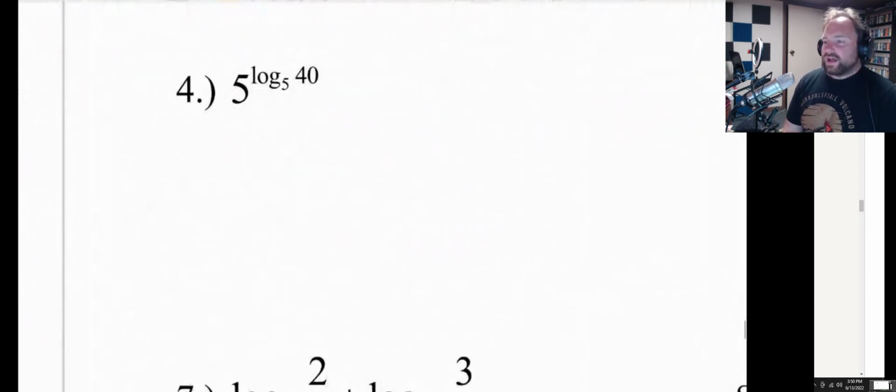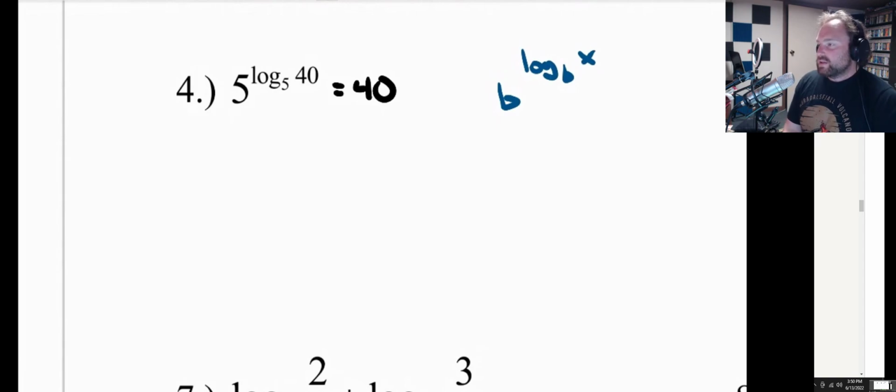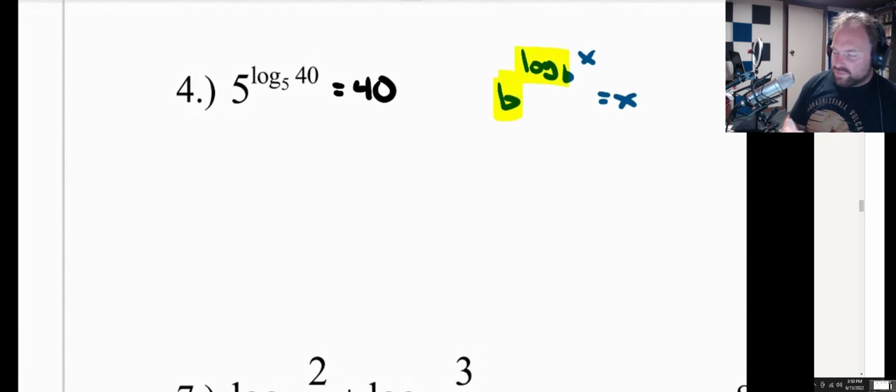So 5 to the log base 5 of 40. The short answer to this question is 40, because all that other stuff cancels out. Let's talk about why. There is a rule out there you probably learned about at some point in your pre-calc class. I am not assuming, by the way, that anybody knows this rule is true. But b raised to the log base b of x power equals x. In other words, the b and the log base b just cancel out.